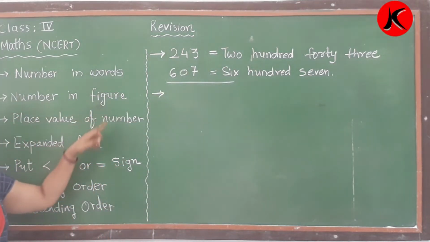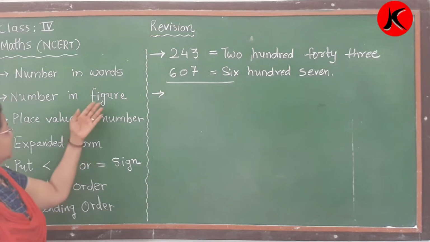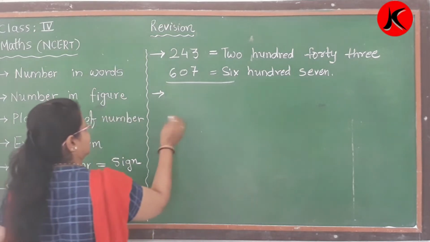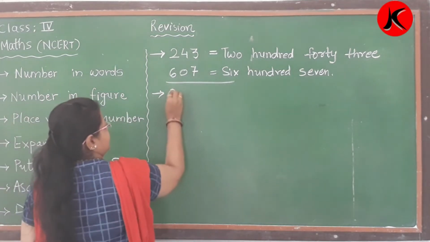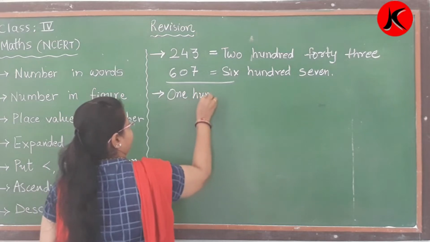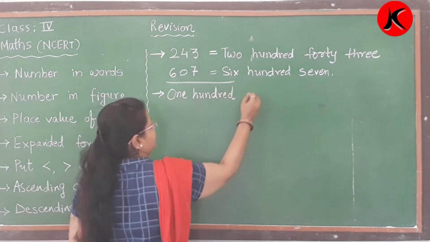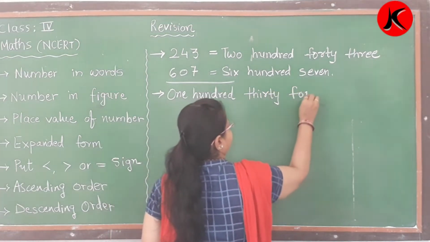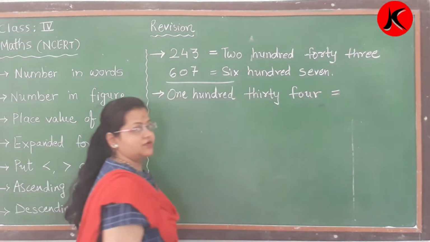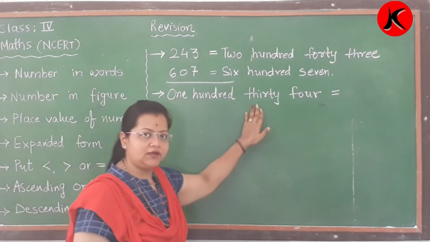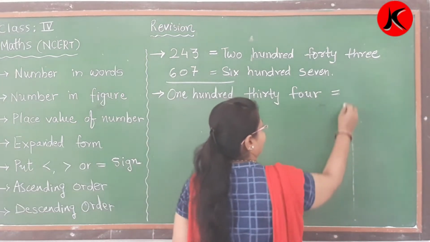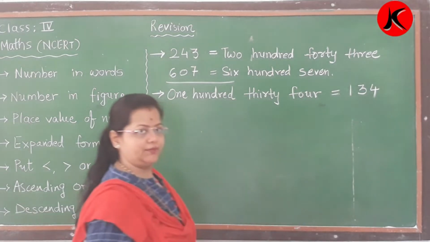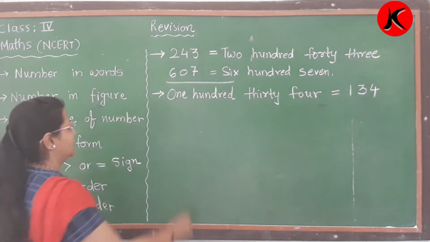Now second, number in figure. Whichever numbers are given in words, we have to write in figure. So I give one example. Suppose it is 134. How to write this now? 134. So write here 134.